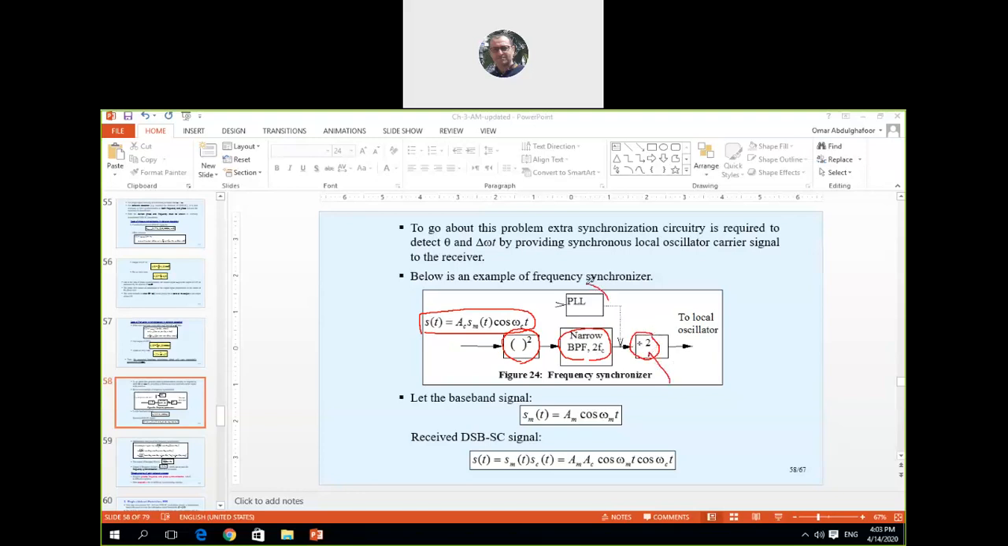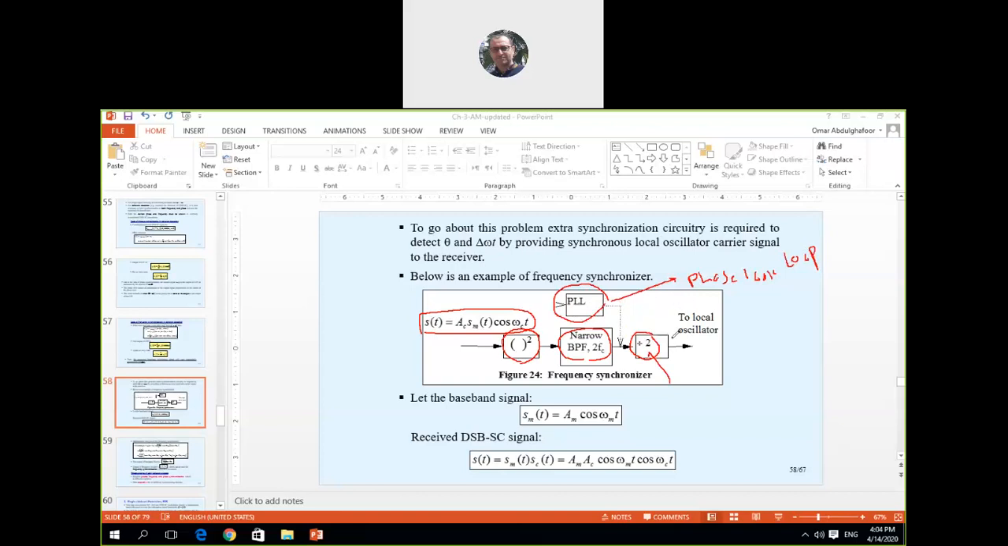And here we have another block, the phase locked loop, PLL. This one is used to track the phase of the input signal and to minimize any phase error, if any. If there's any phase error, then this electronic circuit, which we can design, is used to minimize the phase error to the local oscillator.